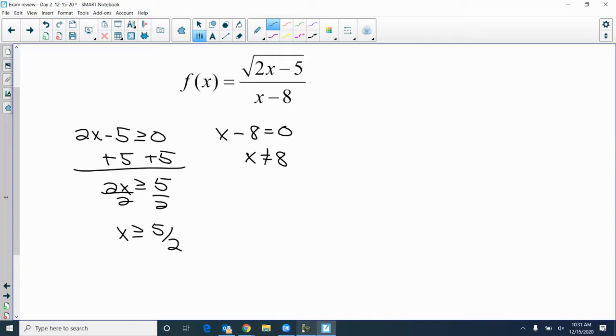All right, think about what your final answer is going to be. You have to write it in interval notation. Okay, what's your final answer going to be? It's got to be bigger than 5 halves, so I'm going to start at 5 halves, but we can't include 8. So it's going to go from 5 halves to 8, union 8 to infinity. So 5 halves to 8, not including 8, union 8 to infinity. Okay, for that one.